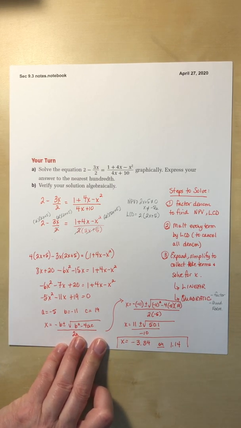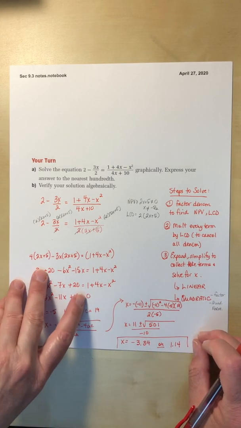So the steps that we need to go through to double check and make sure that we have our non-permissible value, our lowest common denominator. We follow these steps very similar to what we've done in the past.